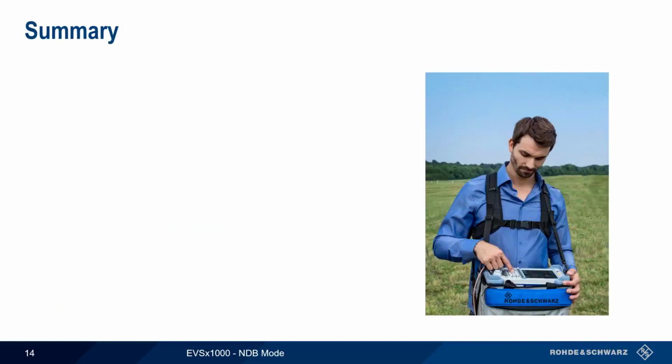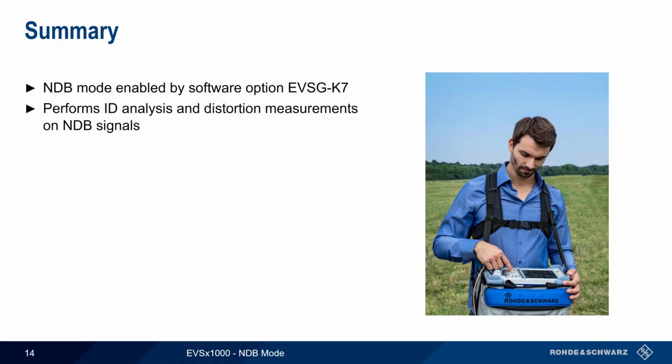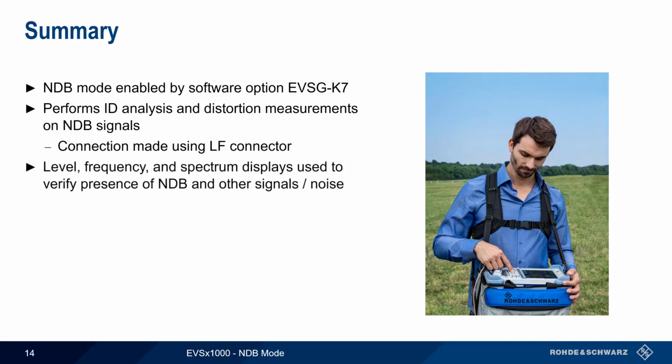In this presentation, we've covered NDB analysis mode, which is enabled by software option K7. This option performs both ID analysis and distortion measurements on NDB signals. Remember that unlike most other EVS1000 analysis modes, NDB signals are connected via the LF or low frequency connector. Additional displays of the received signal level and frequency, as well as a spectrum view, can be used to verify the presence of the NDB signal and/or the presence of other signals or noise.